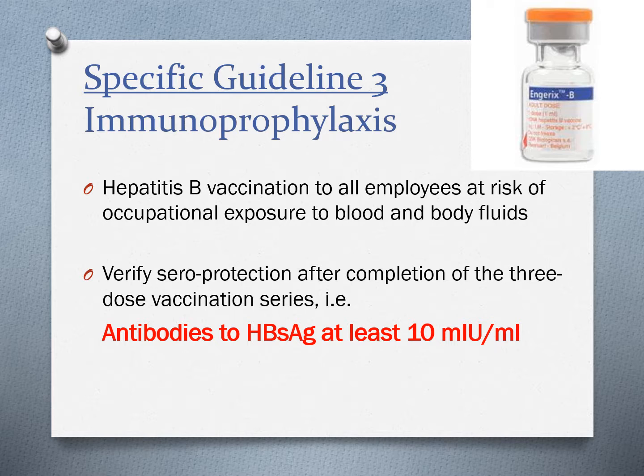Therefore, hepatitis B vaccination must be given to all employees at the healthcare facility. Verify the seroprotection status after completion of the 3-dose vaccination series by measuring the titer of antibodies to hepatitis B surface antigen. Any value more than 10 milli-international units per ml is considered as protective antibody titer.